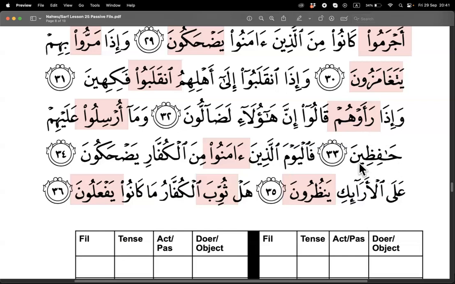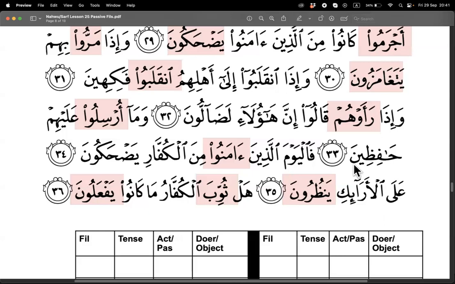So why is this word nasab? What is it doing here? Wama ursilu alaihim. Ursilu, so this one will be the maf'ul bihi. Okay, yes, that's a good guess. I think there might be two i'rabs. Any other guesses for nasab?